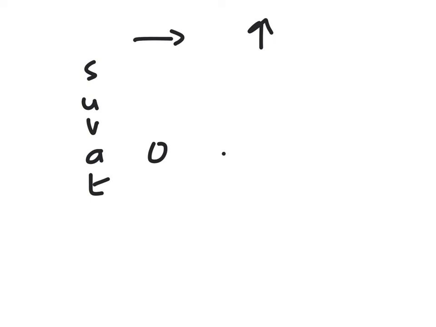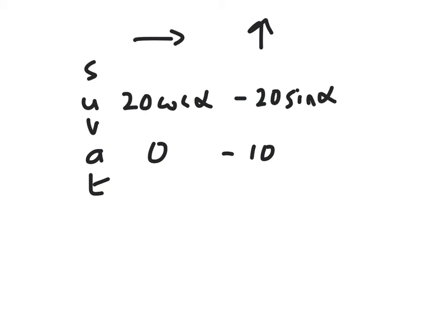Now let's look at question 3. This is solve that in 2 dimensions. That's 0. That's minus 10, because it says g is 10. It's thrown with that being 20 cos alpha, and upwards is 20 sine alpha, minus 20 sine alpha because it's downwards.